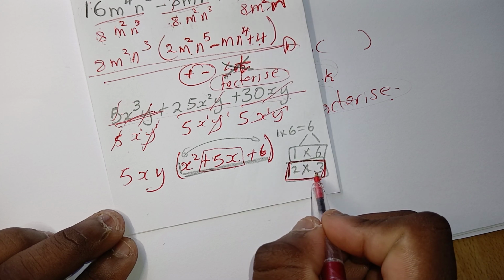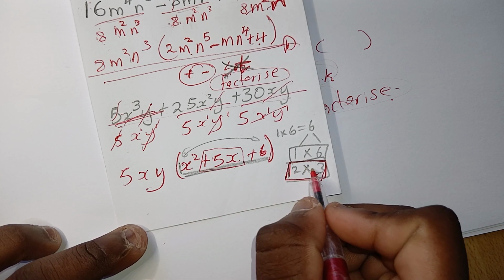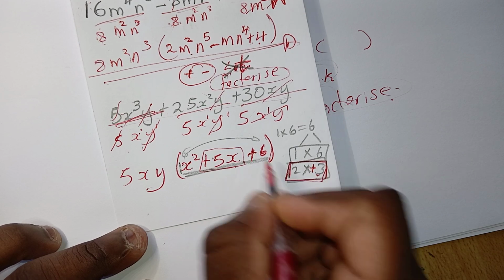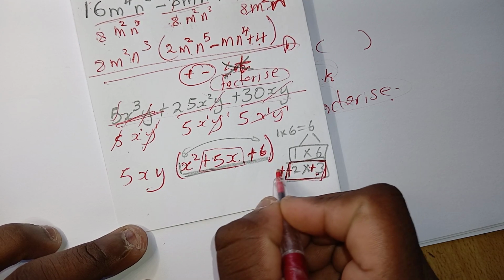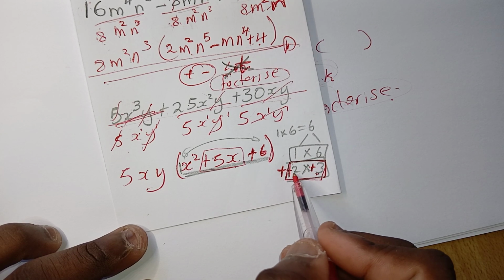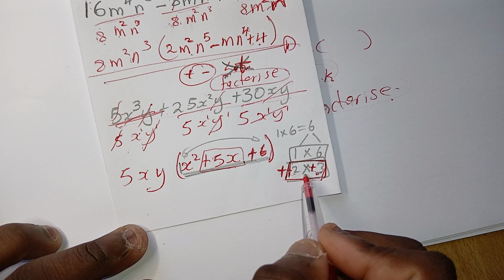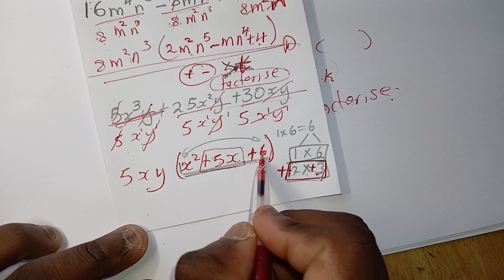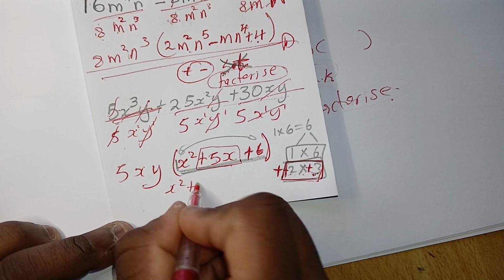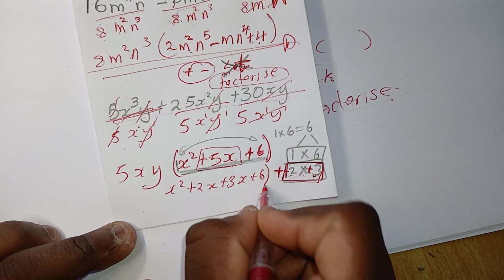So now, the bigger factor takes the sign of the middle term. Here it's plus. And when you see plus, positive, it means they will have the same sign. Do you see my study? Positive 2 plus positive 3 gave me 5, or positive 2 multiplied by positive 3 also gives me 6. So now let me form the expression. It's plus 2x, plus 3x, plus 6.